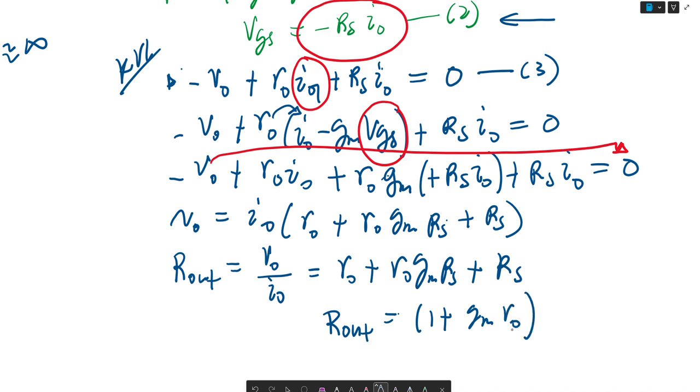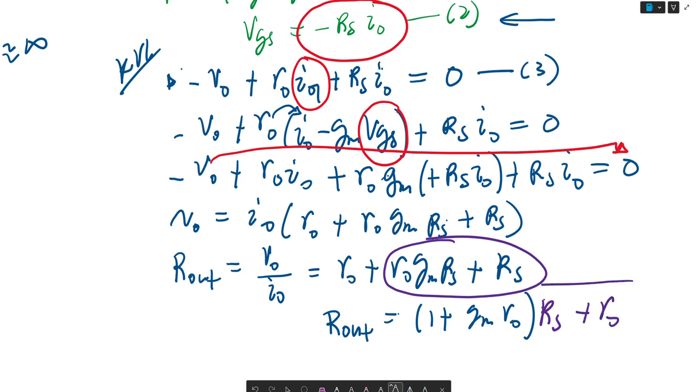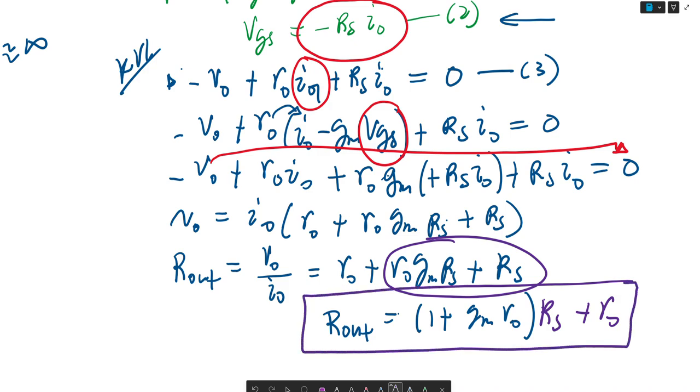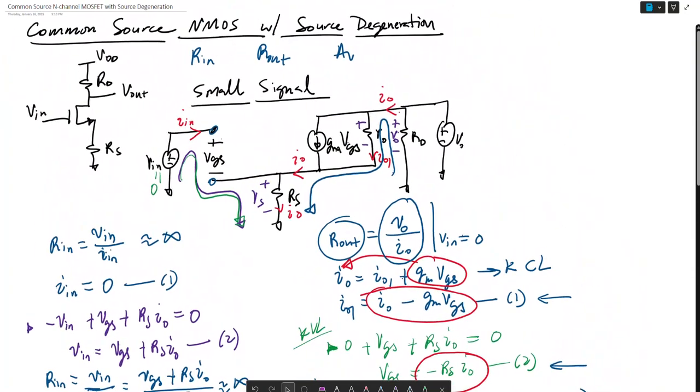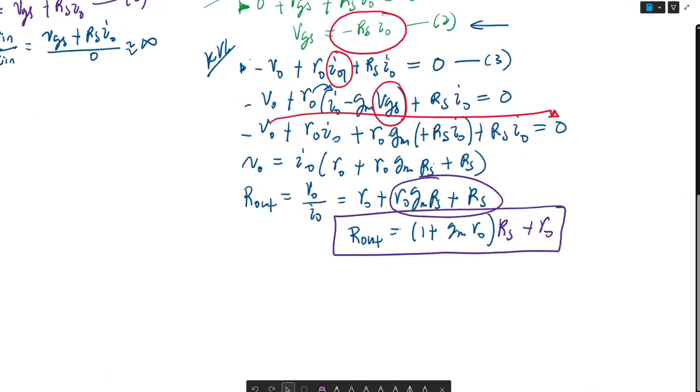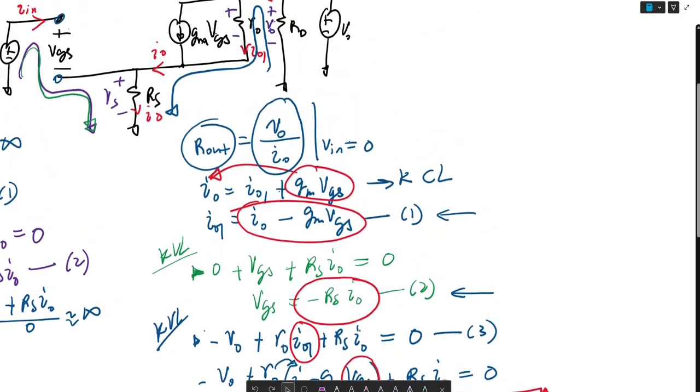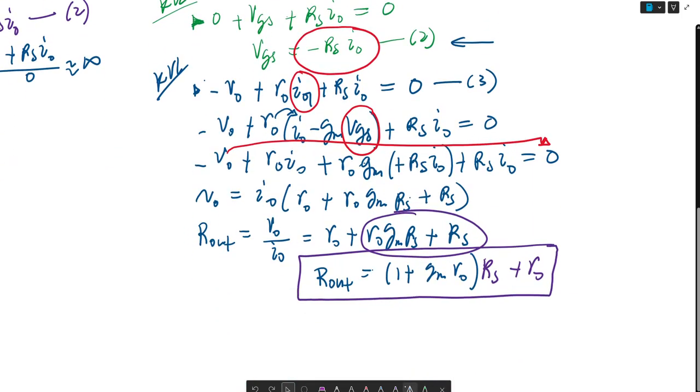Sorry, I'm going to pull out the RS from these terms. So I'm left with RS times 1 plus GMRO, and then I'm left with a plus RO. So this is my output resistance of this circuit here. I hope this makes sense. And you can consider that it's in parallel with RD, if you consider RD. So this is in parallel with RD.